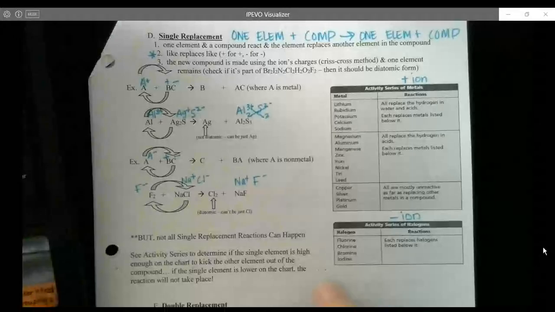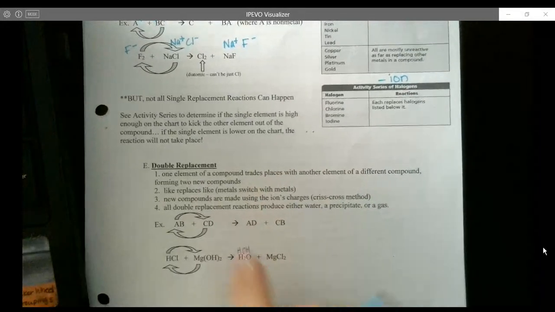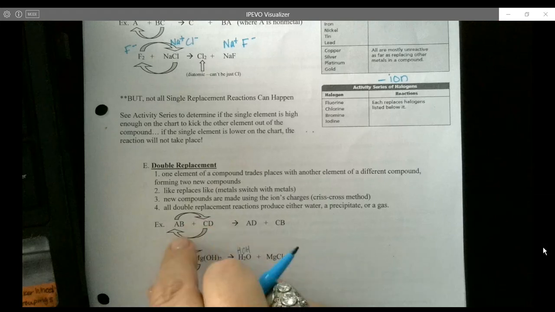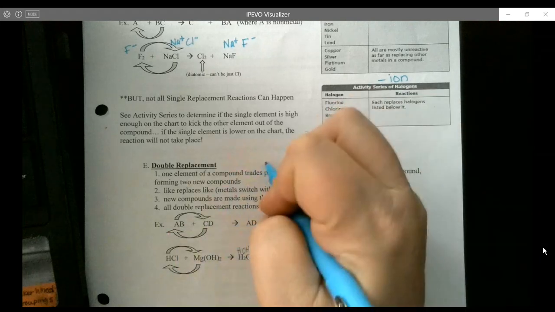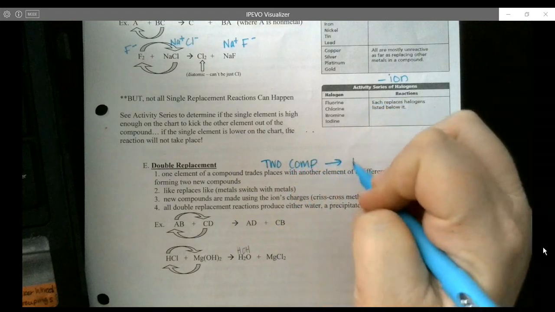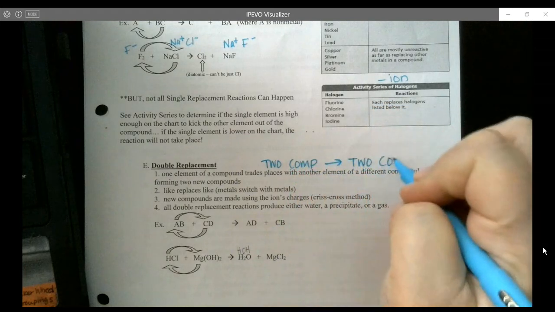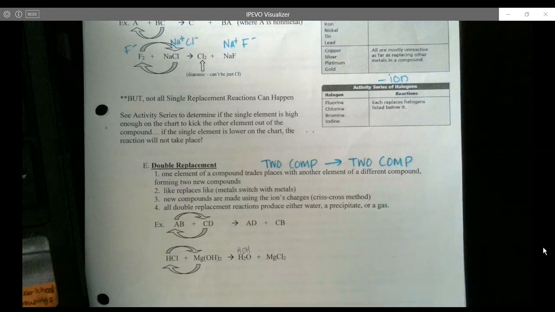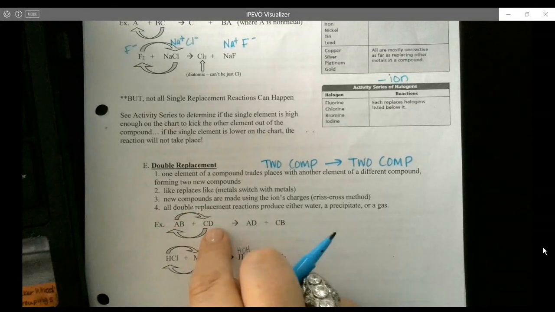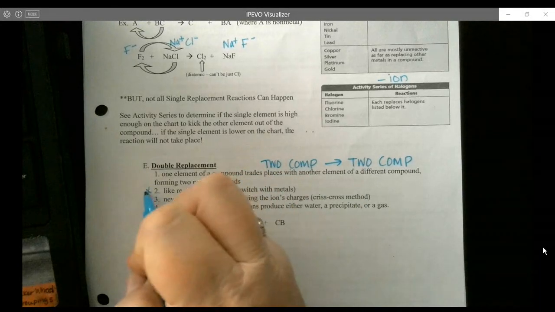Okay, here's your last one, double replacement. In a double replacement reaction, you've got two compounds. So it's two compounds trading spots and making two new compounds. Okay? And so it's just kind of like trading partners in a square dance. Like is going to replace like. We're back to that again.